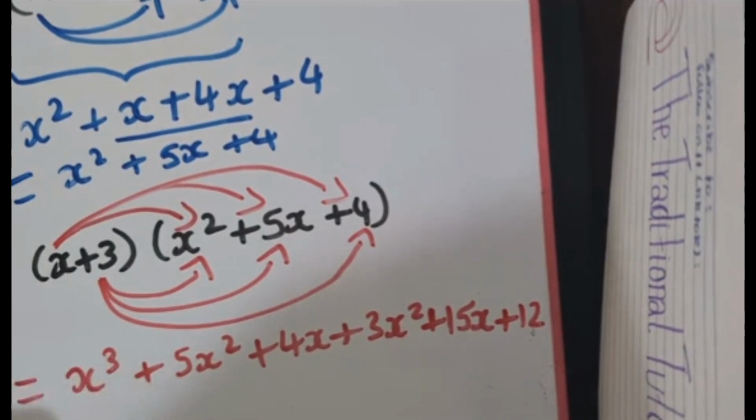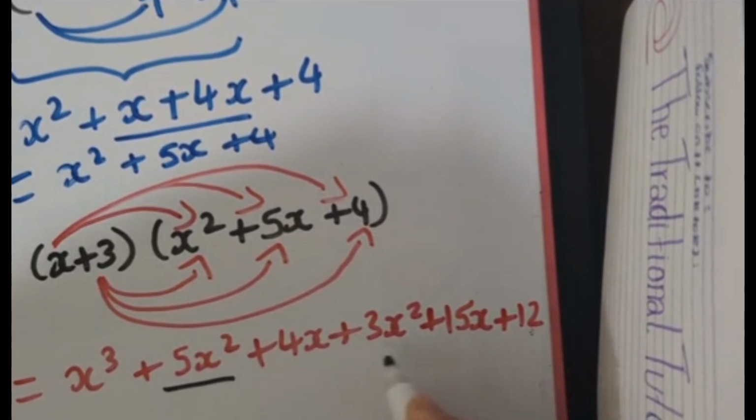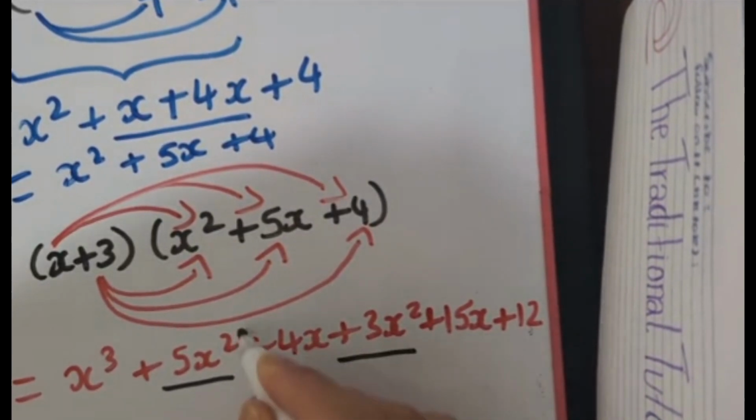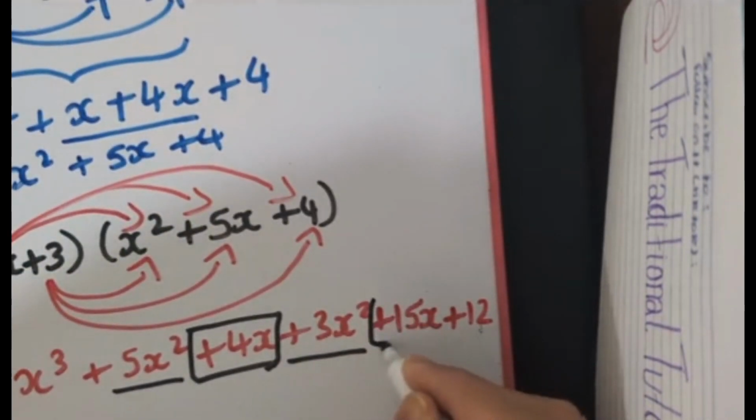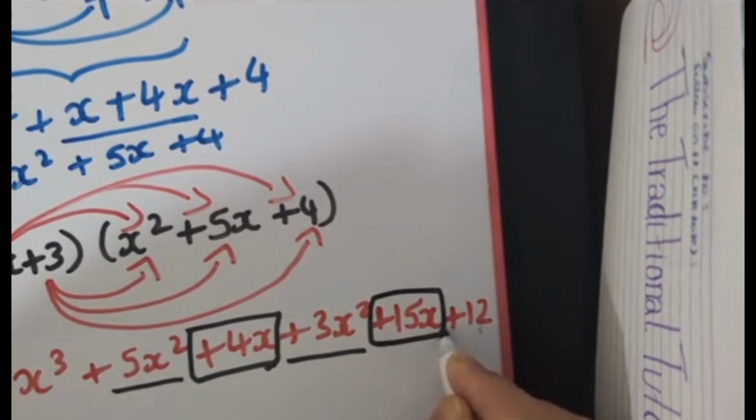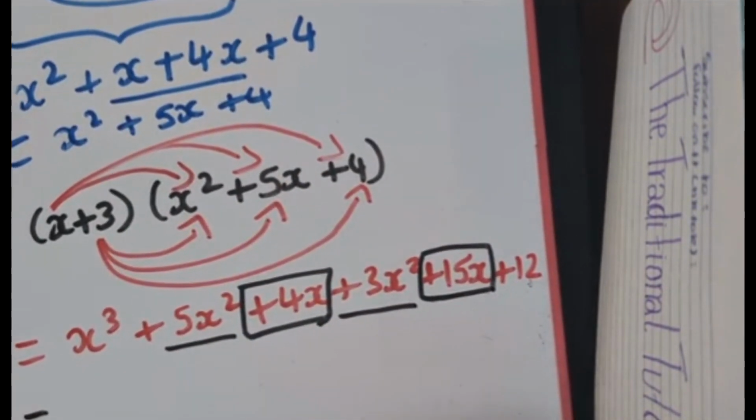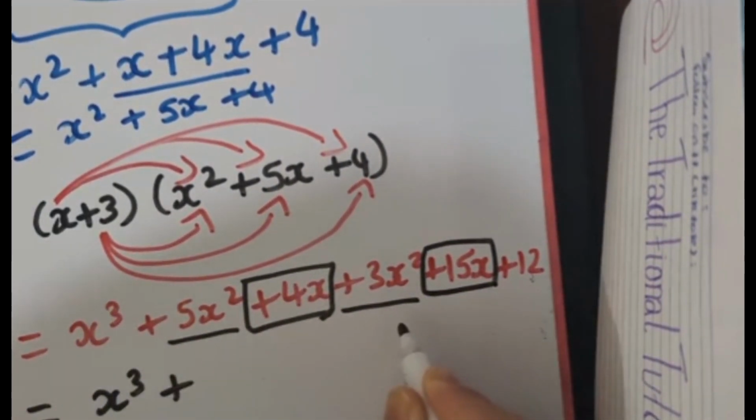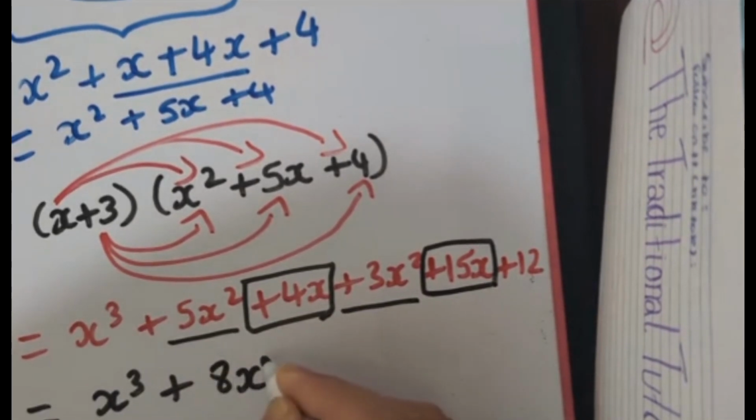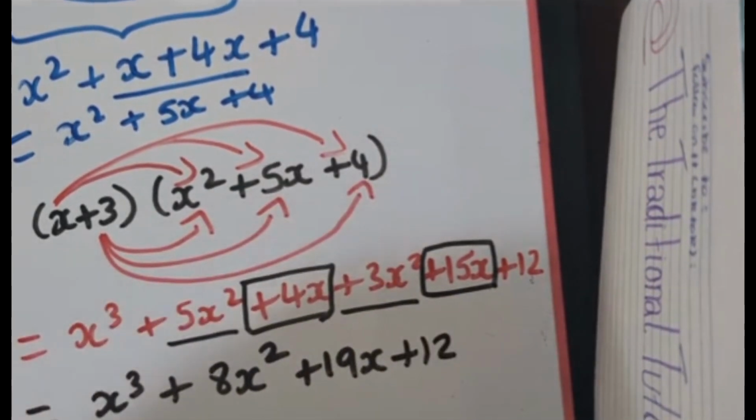Now I need to just collect my like terms. So that means I've got my 5x squared, and I've got my plus 3x squared, I've got my plus 4x, putting a box around that, and my plus 15x, I'm putting a box around that, just to help me see clearly my like terms, and then I am just collecting them. So that means I've got x cubed plus 5x squared plus 3x squared gives me 8x squared, and then 4x plus 15x gives me plus 19x, and then lastly plus 12, and that's my final answer.